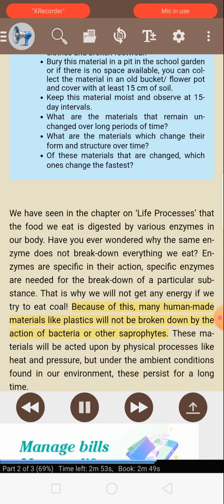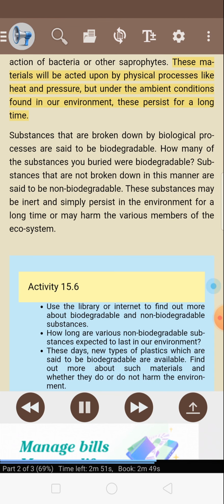Because of this, many human-made materials like plastics will not be broken down by the action of bacteria or other saprophytes. These materials will be acted upon by physical processes like heat and pressure, but under the ambient conditions found in our environment, these persist for a long time. Substances that are broken down by biological processes are said to be biodegradable. How many of the substances you buried were biodegradable?